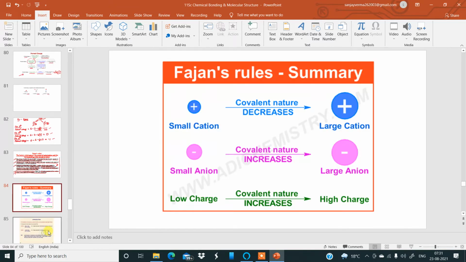Okay. Now moving to the summarized Fajans' rules. If the cation is small, the covalent nature is high. If the cation becomes large, the covalent nature decreases. If there is a small anion, the covalent nature is less. If the anion becomes large, the covalent nature increases. Low charge means covalent nature is less. If there is high charge, covalent nature is high. So this is a summary of one or two points from the previous slide.